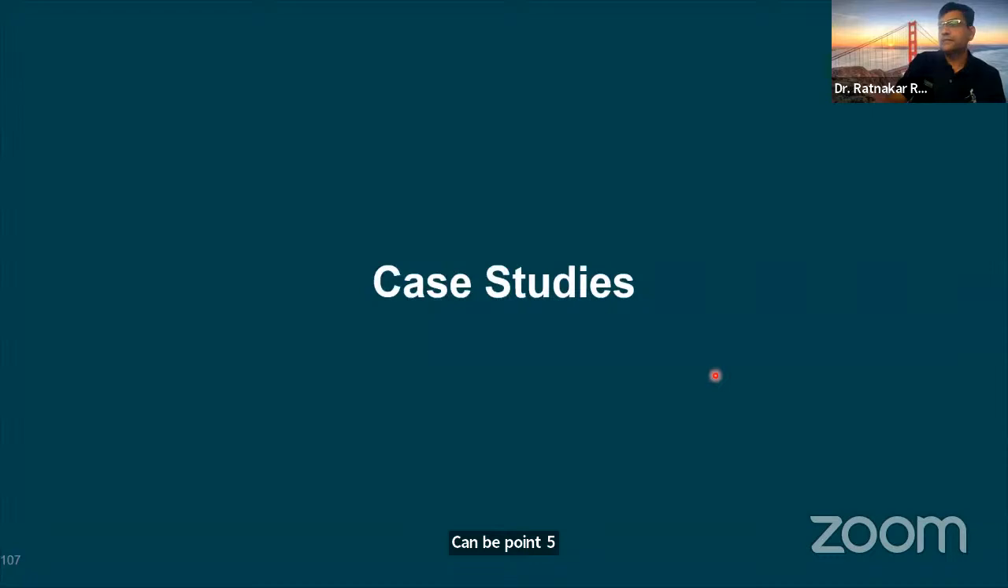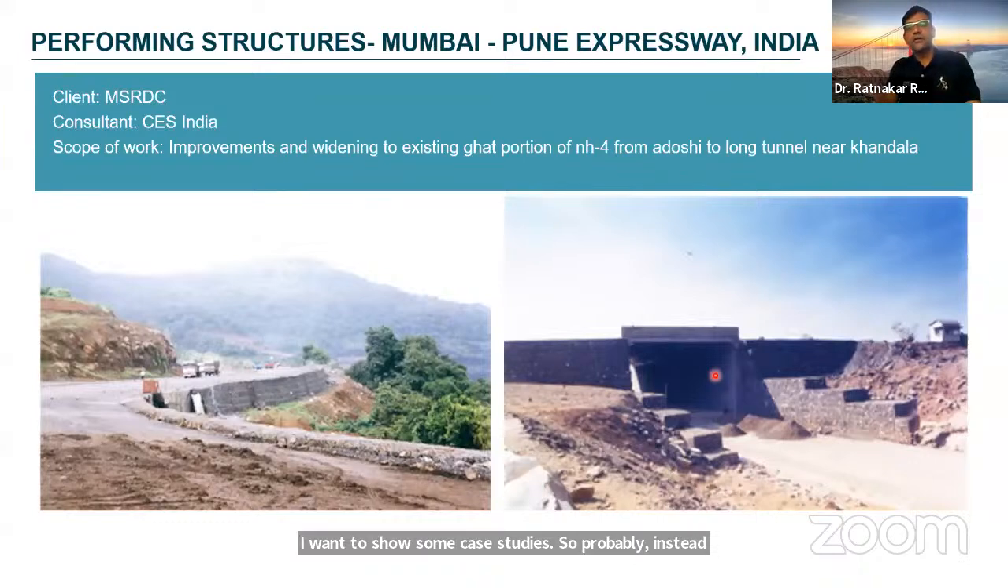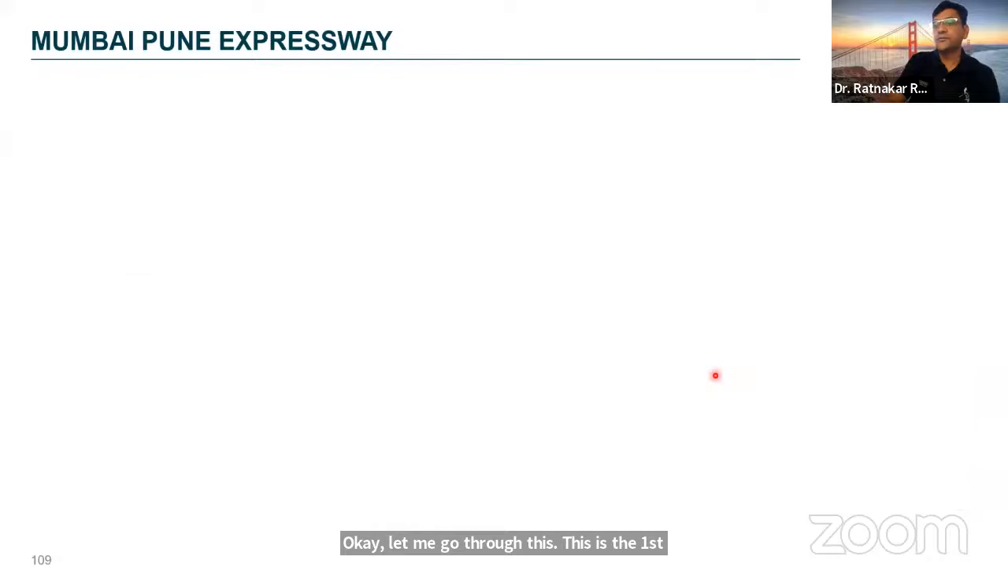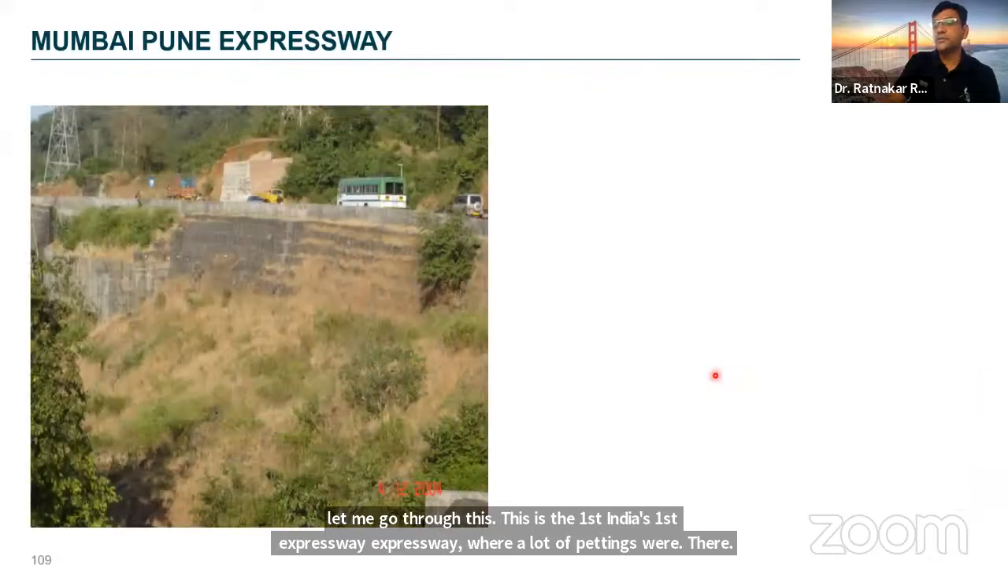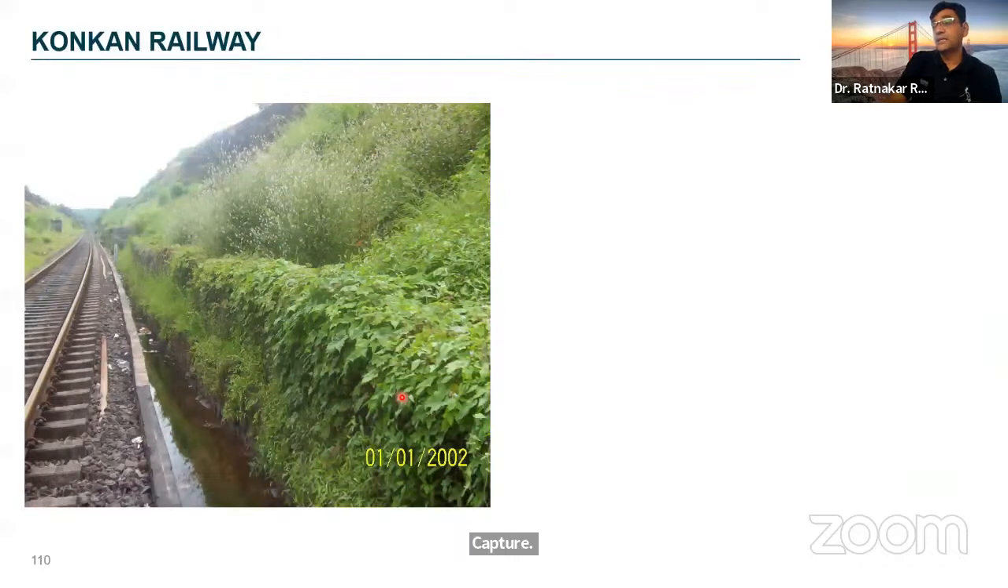I want to show some case studies. So probably instead of showing on the slides, let me go through this. This is India's first expressway, the Mumbai-Pune expressway, where a lot of cuttings were there and a lot of stones were coming from those cuttings. And these stones were utilized in the Gabion walls. And you can see the Gabion walls. This is a photograph captured around 2004.